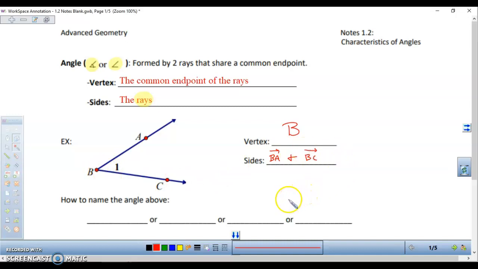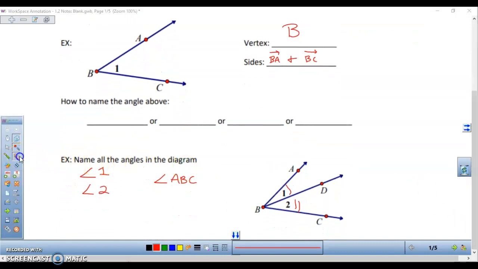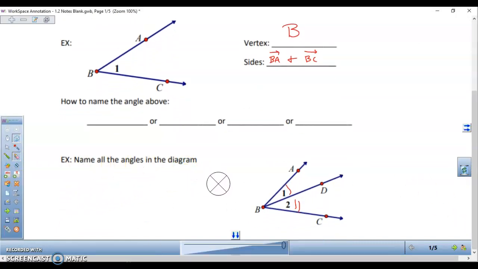Perfecto. All right, so that is the parts of an angle, and now we're going to learn how to name an angle. All right, oops, pretend like you don't see this. I'd filled it in earlier. Oops. All right, here we go.